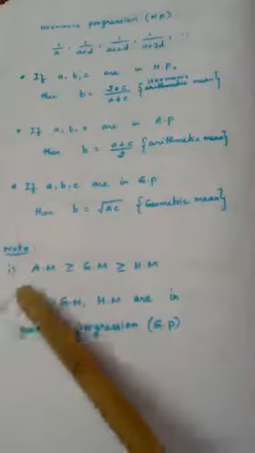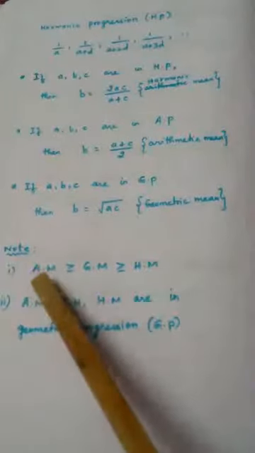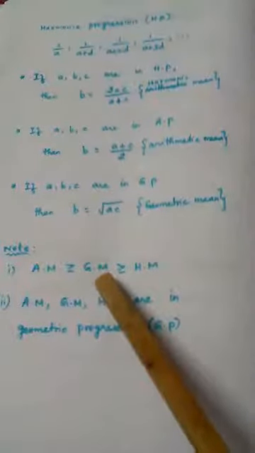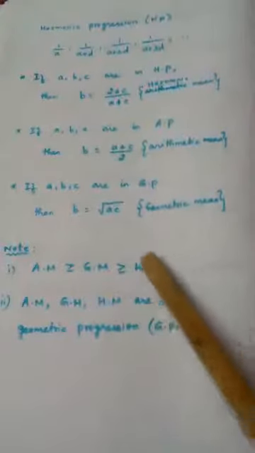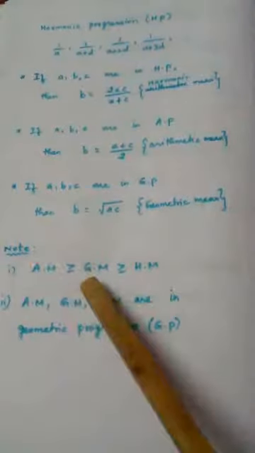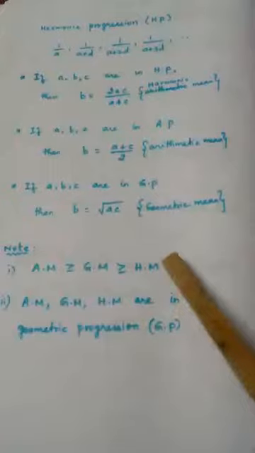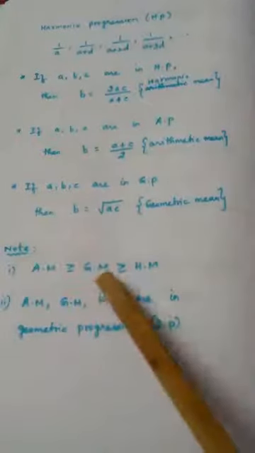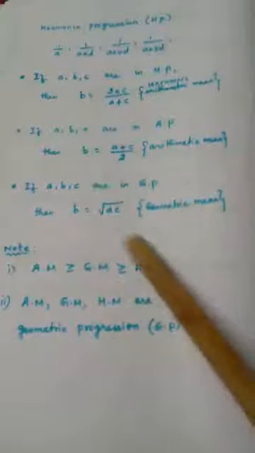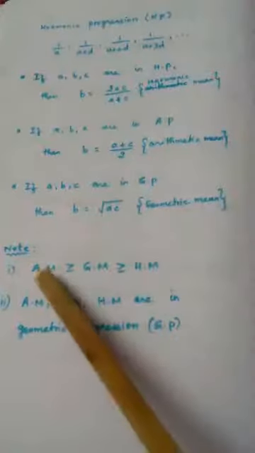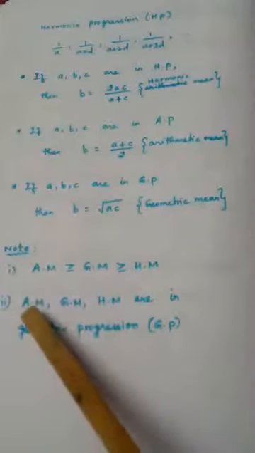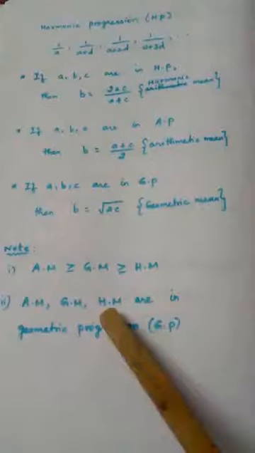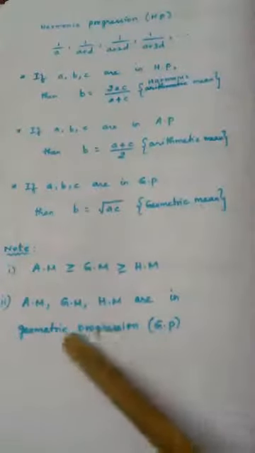In the note, we are having two things. One is the result: arithmetic mean is always greater than or equal to geometric mean, and in turn, geometric mean is greater than or equal to harmonic mean. That is what the statement says. So which will be bigger? AM, the next GM, and the last is HM. So AM is greater than or equal to GM is greater than or equal to HM. This is always true. Always arithmetic mean will be the greater number. And the second note is that arithmetic mean, geometric mean and harmonic mean are always in geometric progression.